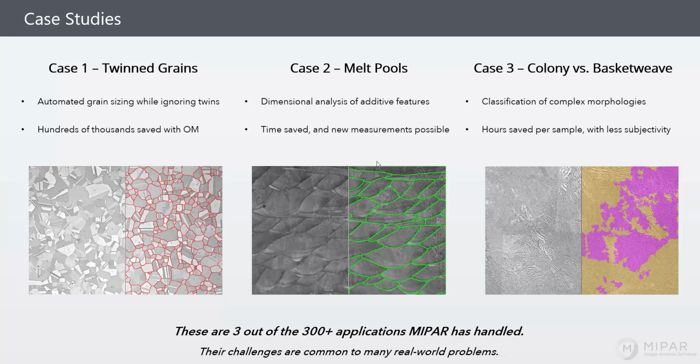In addition to orders of magnitude of time savings in the melt pool analysis, the automation opened up a whole new opportunity for overlap estimation that just was not tenable with pure hand analysis. And in the Basketweave case, 8 hours a day reduced to 2.5 minutes with the added bonus of less user subjectivity. Again, these are 3 of hundreds of applications that we've handled and we've seen our users handle with MIPAR, but their challenges are fairly consistent across applications and really embody a lot of what we see in real-world microstructure analysis.